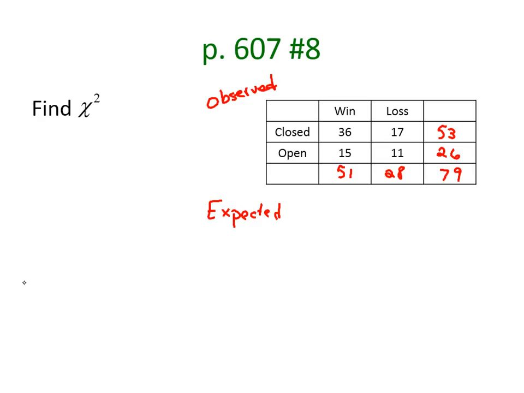So we had 79 games that they played. To figure out how many I would expect them to win when the dome was closed, I would take how many they played when it was closed times how many they won divided by the grand total of 79. Which means I would expect them to win 34.2.